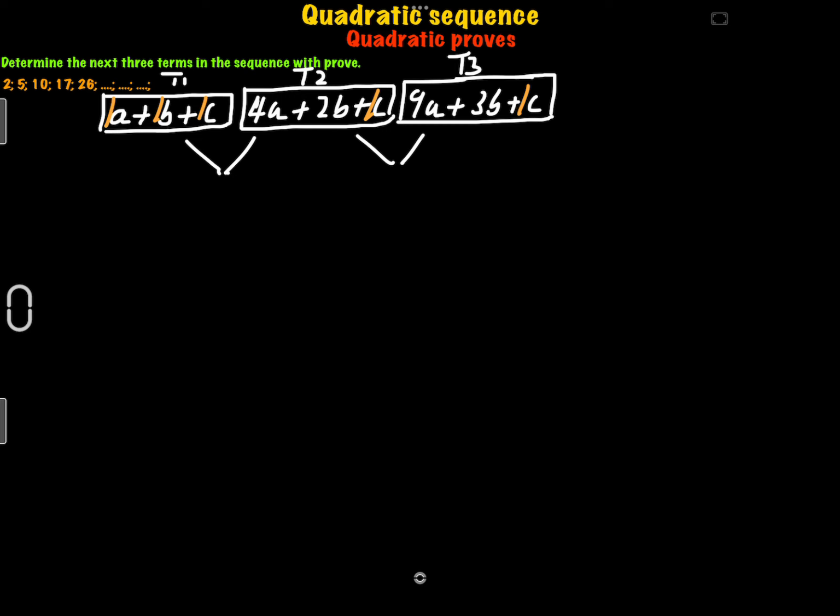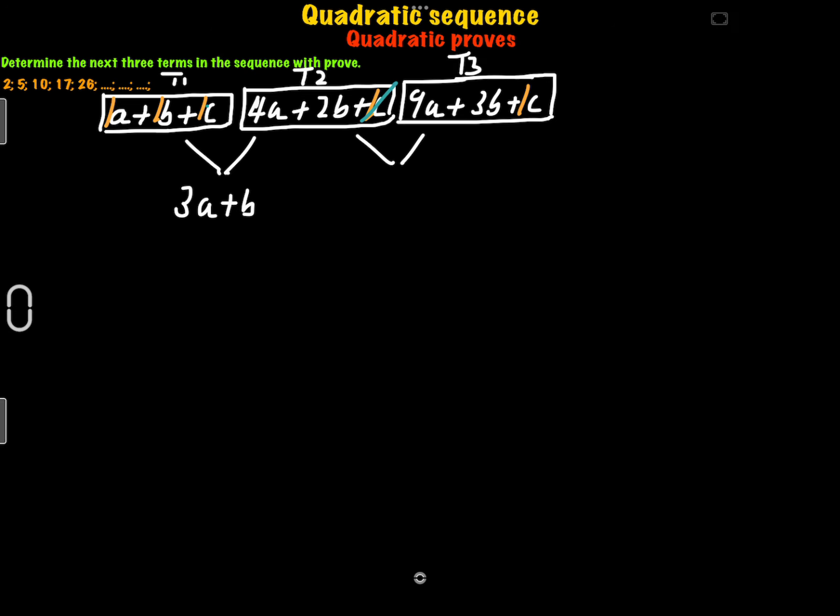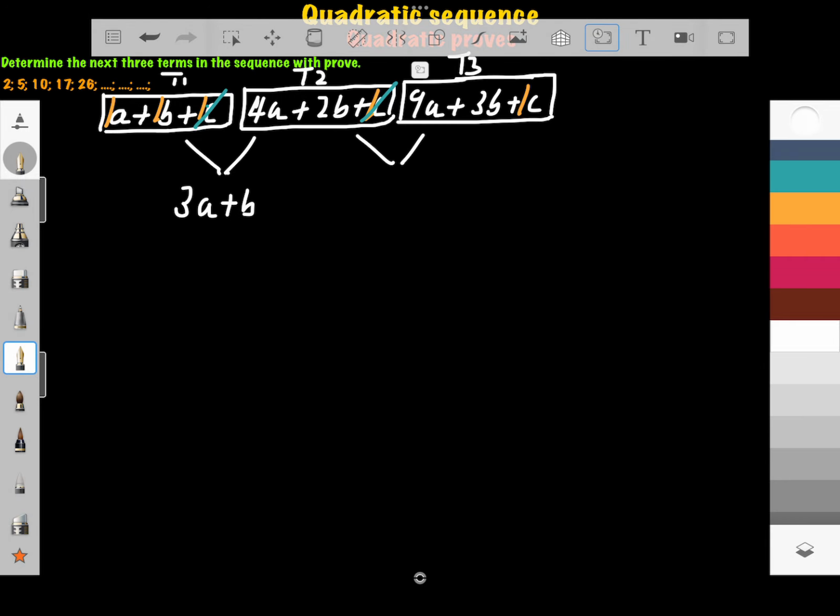Now, key in this application is to subtract term 1 from term 2. So let's go ahead and do that. 4A subtract 1A, we have 3A. Then 2B subtract 1B, we simply remain with B. And notice 1C subtract 1C, the C's fall off, so we don't have any value there, that becomes 0.